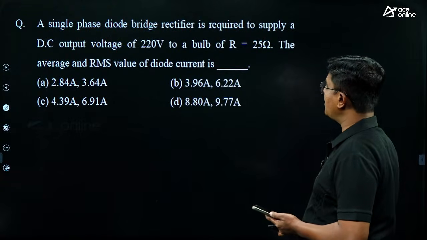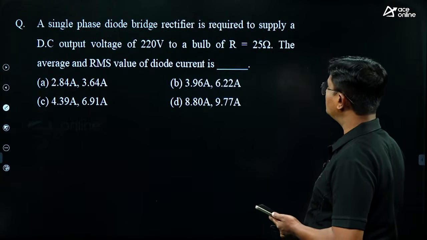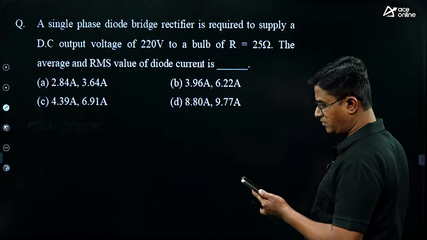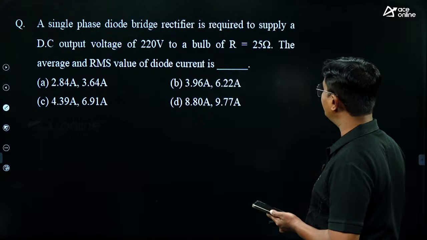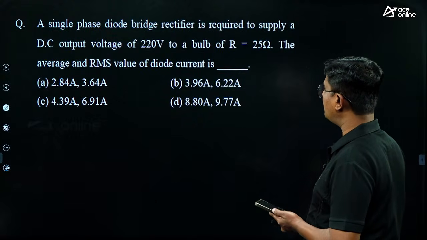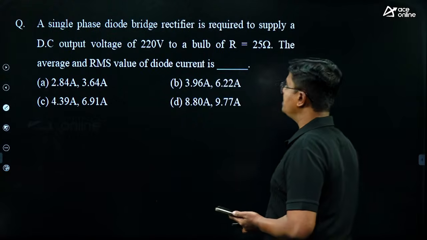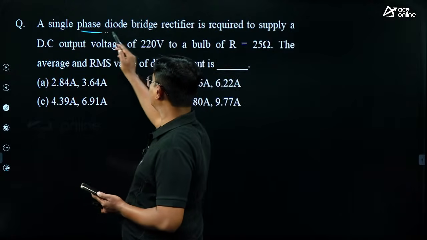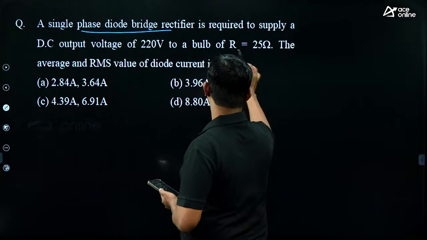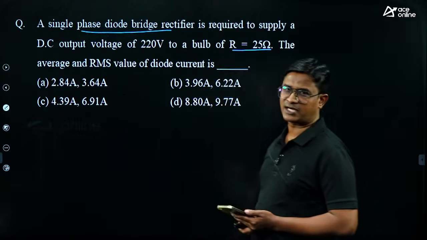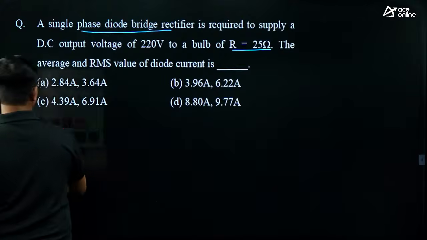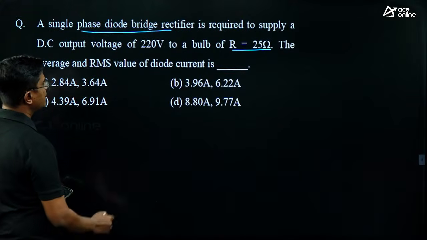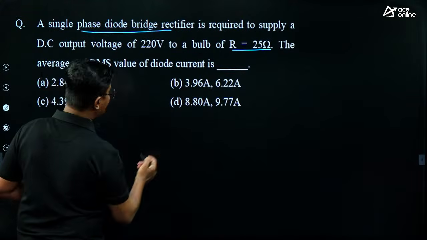A single phase diode bridge rectifier is required to supply a DC output voltage of 220 volt to a load of resistance 25 ohm. Find the average and RMS value of diode current. Diode bridge rectifier they are saying, and the load is resistive. How will my diode current waveform be? Check. They are asking about the average and RMS value of diode current.